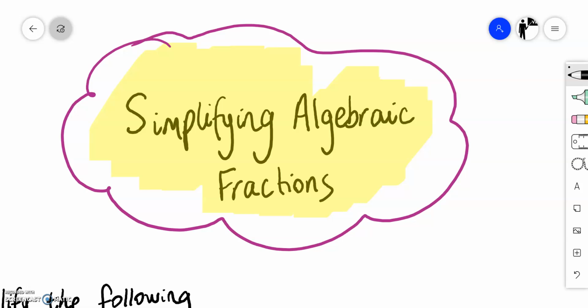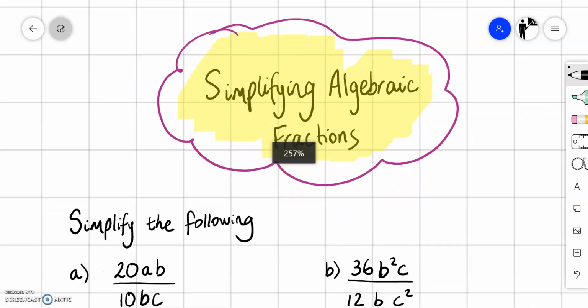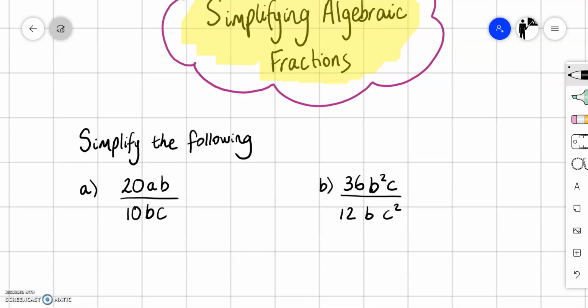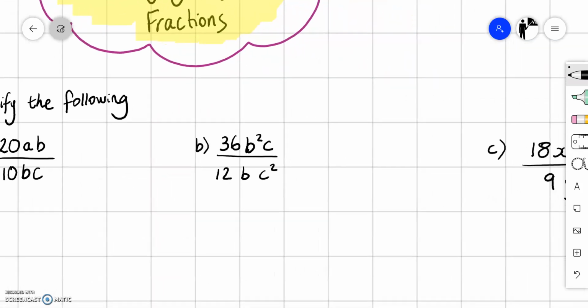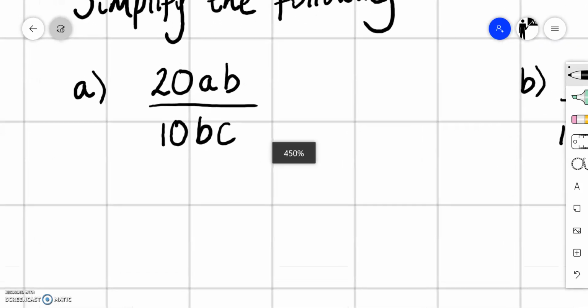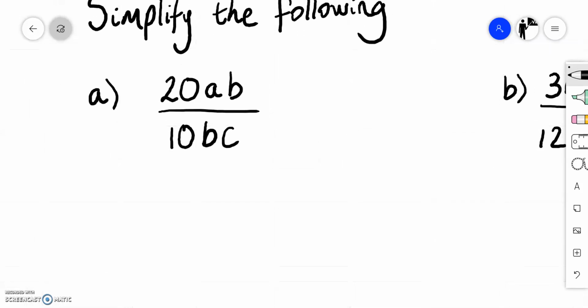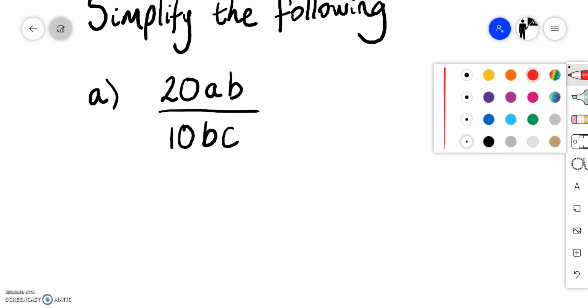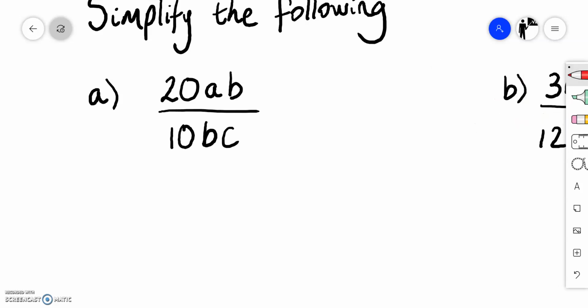In this video, we're going to have a look at how to simplify algebraic fractions. To do this, we're just going to have a look at a few examples to start off with initially, and then we'll build this up. So if we have a look at this first problem, 20ab over 10bc. If we want to simplify this, I suggest doing this in two stages. Simplify our numbers first, and then have a look at any letters in common.